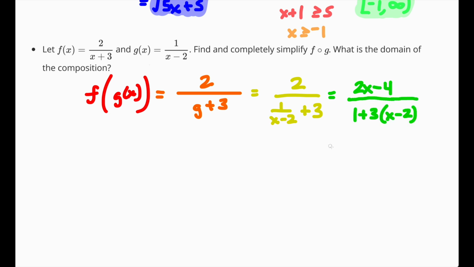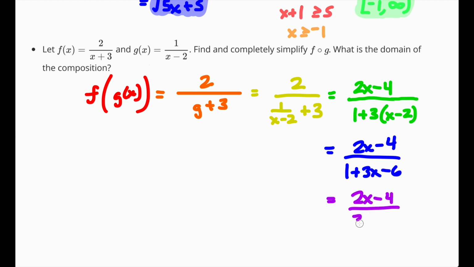All right, from here, we're going to further simplify it. So it's going to be 2x minus 4, and then we're dividing it by 1 plus 3x minus 6. And then we can further simplify that to be 2x minus 4 over 3x minus 5. And that is our final answer for the first part.